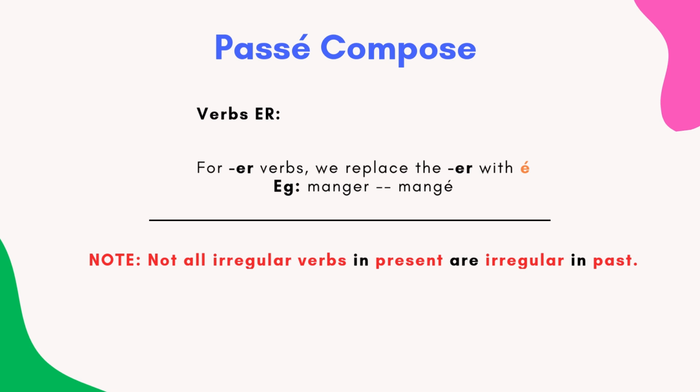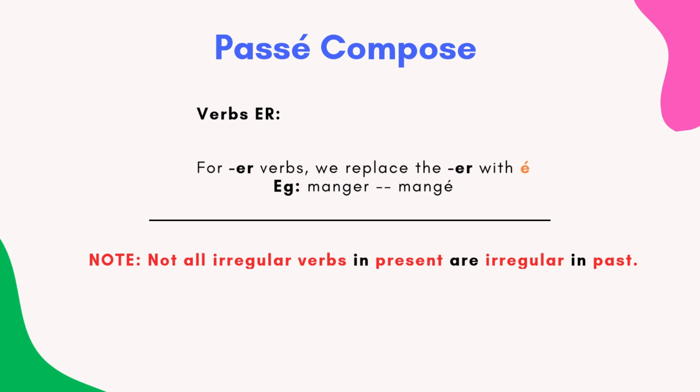And now let us read the note. Not all irregular verbs in present are irregular in past, which means we have learned some irregular verbs in present, and these are not irregular in past. Some irregular verbs in present are regular in past, and we are going to see them in the upcoming sessions. So what you have to understand is not all irregular verbs in present are also irregular in past. Some irregular verbs in present are regular in past, and some regular verbs in present are irregular in past.